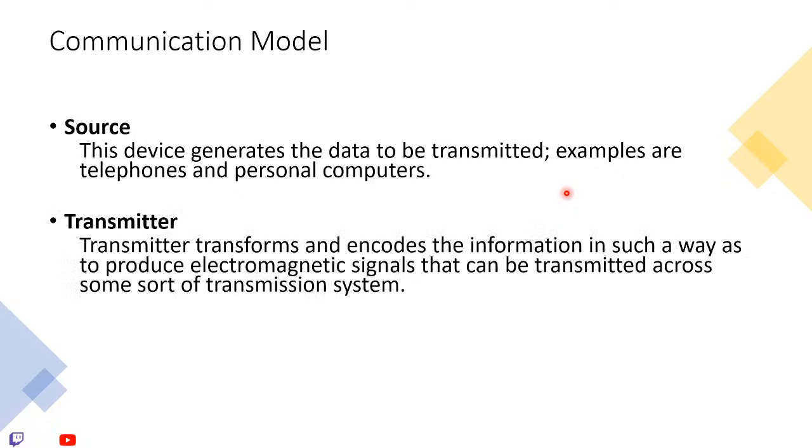So next is the transmitter. The transmitter transforms and encodes the information in such a way as to produce electromagnetic signals that can be transmitted across some sort of transmission system.